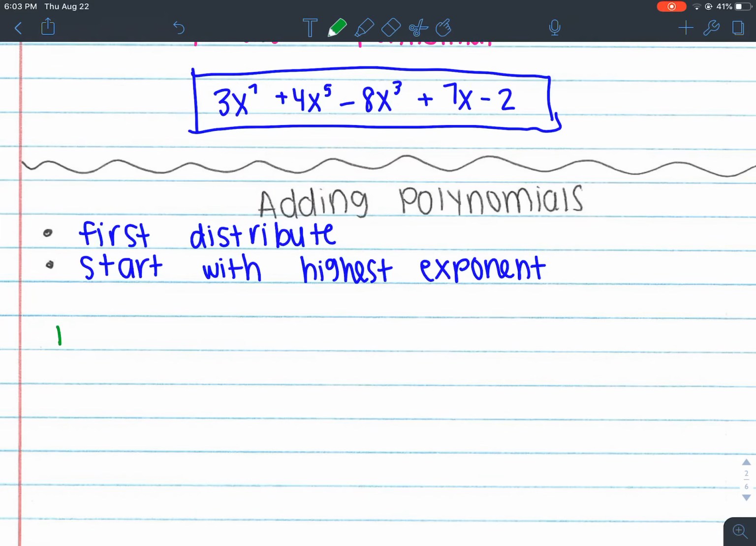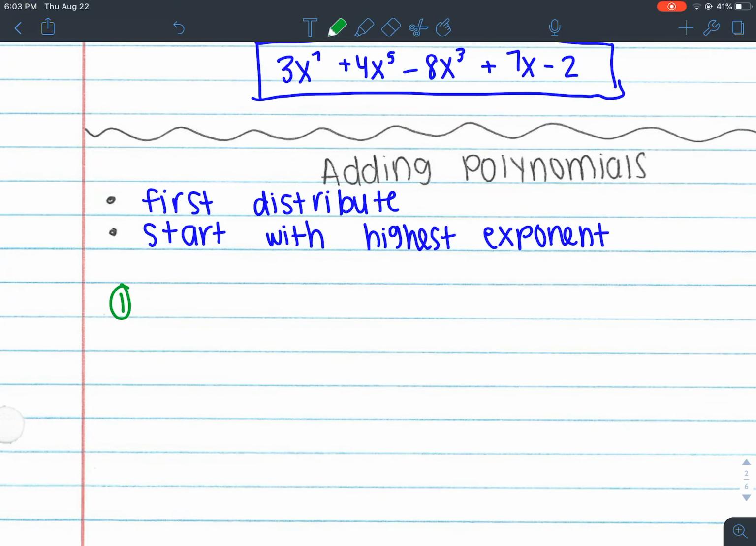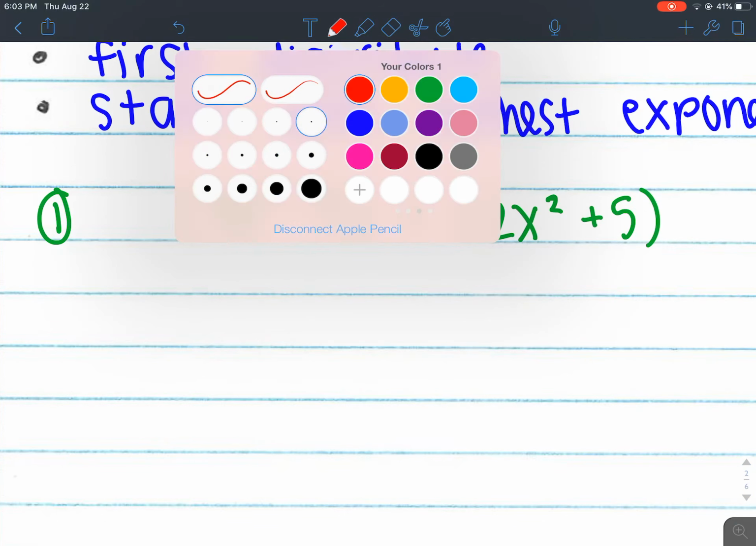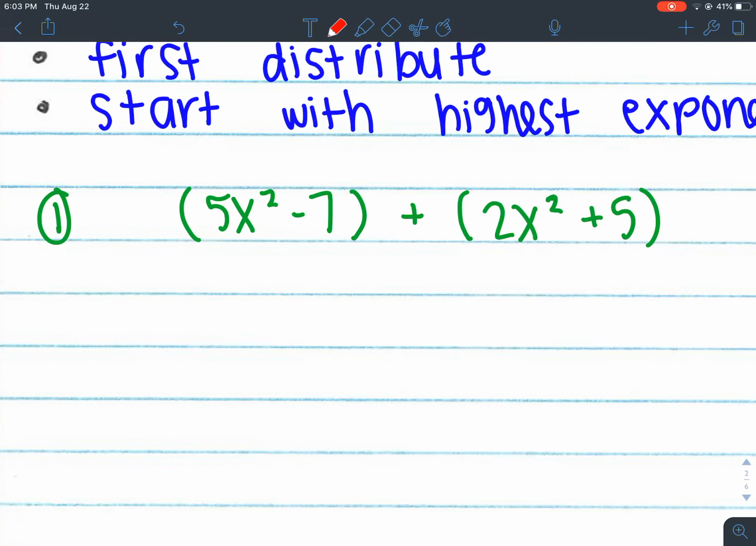All right, so let's go ahead and start with number 1. Number 1, I have 5x squared minus 7 plus 2x squared plus 5. So I have 2 binomials here, and I'm adding them. Okay, well, normally when I see parentheses, I want to distribute. But what's the number in front of this technically?